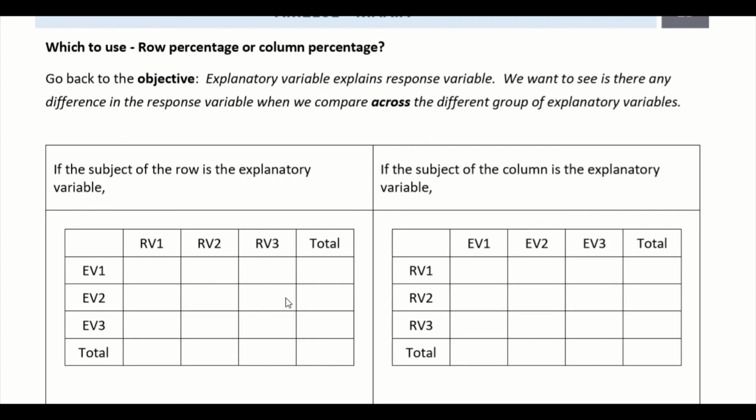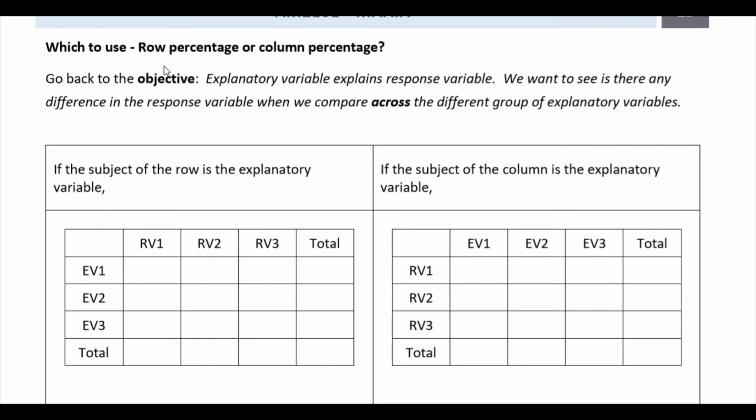So what you are doing in the textbook is for you to have an idea of how to use everything and how to summarize everything, how to identify and how to comment. Okay, so that's the idea. Now let's try to look at this part. This is a very important part: which one to use, whether it's row percentage or column percentage.